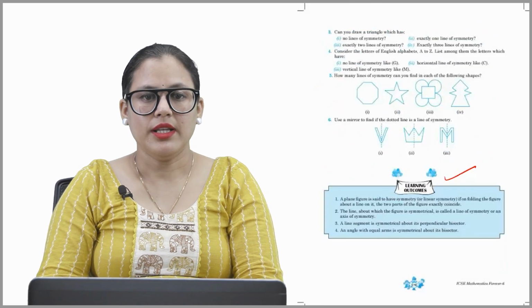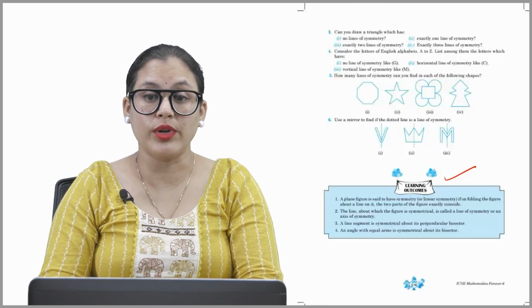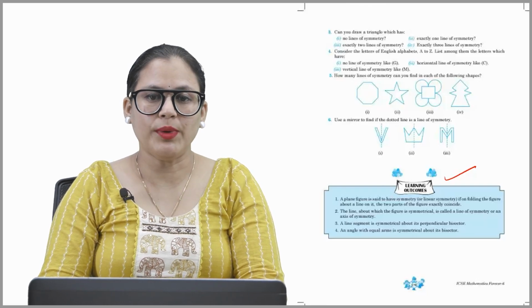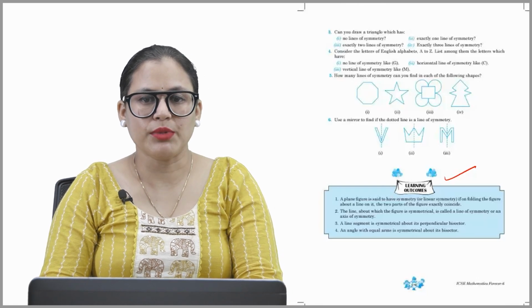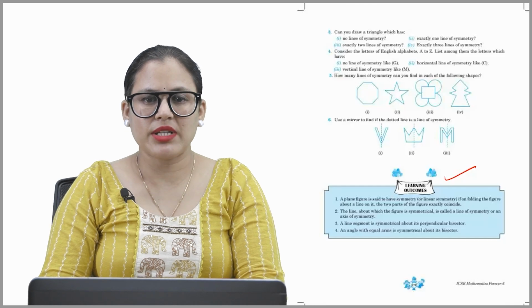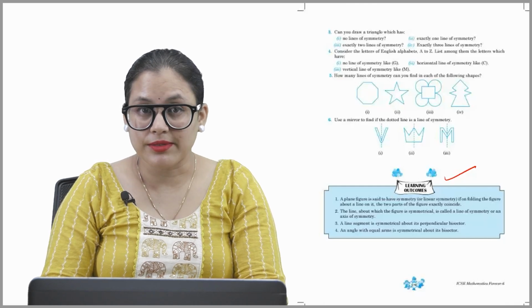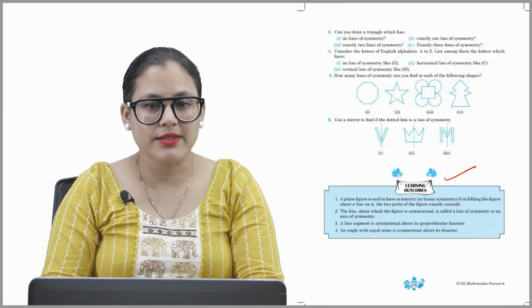Learning outcomes. Number 1, a plane figure is said to have symmetry or linear symmetry if on folding the figure about a line on it, the 2 parts of the figure exactly coincide. 2, the line about which the figure is symmetrical is called a line of symmetry or an axis of symmetry. 3, a line segment is symmetrical about its perpendicular bisector. 4, an angle with equal arms is symmetrical about its bisector.